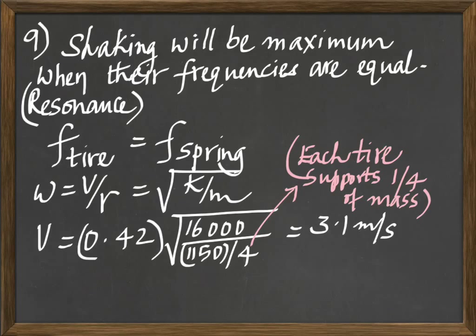In this case, the shaking will be maximum when there is resonance. That means the frequencies are equal. The frequency of rotation of the tire is given by omega is v by the radius, and the frequency of the spring, so omega is square root k by the mass. So put them together, make velocity the subject, and calculate. Also remember that since the 4 tires are supporting the total mass, each tire supports only a quarter of the mass of the car. So get the answer.